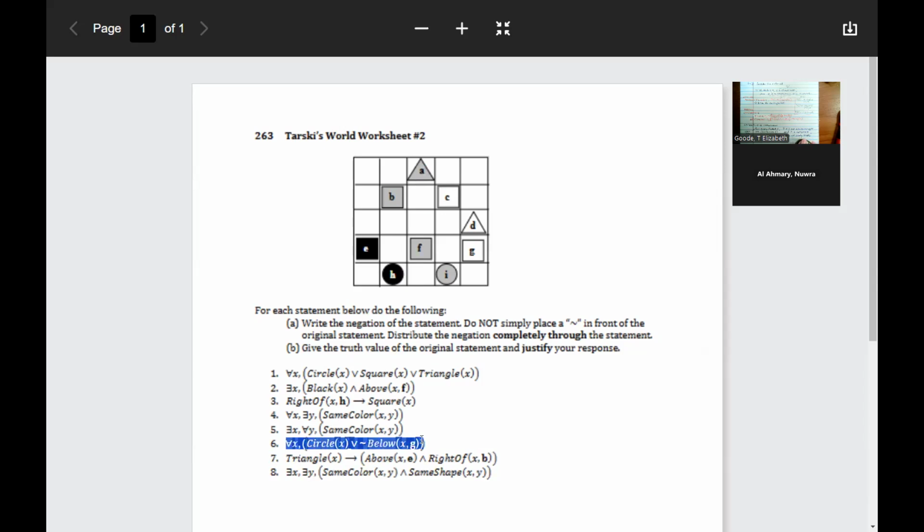So this number 6 says for all X, circle X, which means X is a circle, or X is not below G. This is very terse notation. Not below X G means X is not below G. The X goes out front because it comes first. So is it true for all X that either X is a circle or X is not below object G?